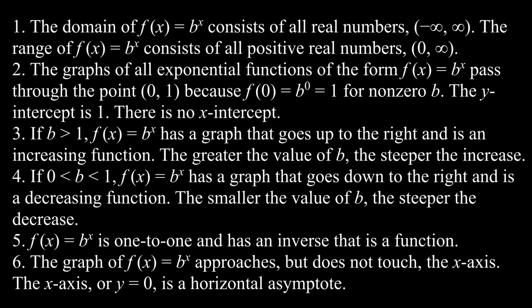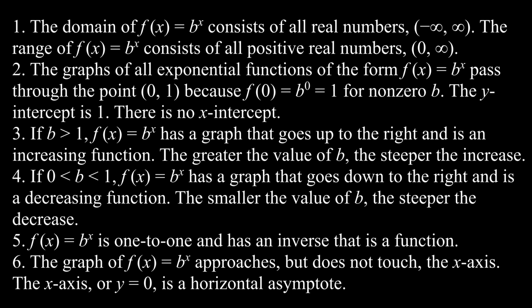Their graphs all pass through the point (0, 1), because at 0 we get b raised to the power 0, which equals 1 for non-zero b, with y-intercept at 1. And because the range is from 0 to infinity, not including 0, the functions will not have an x-intercept.